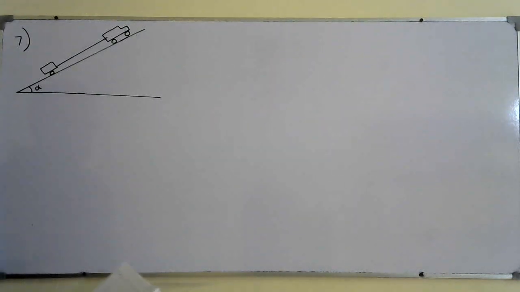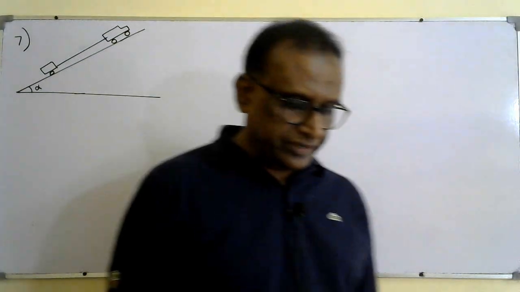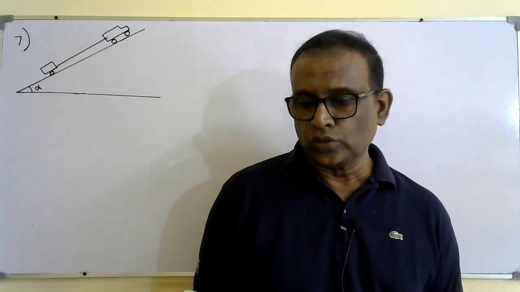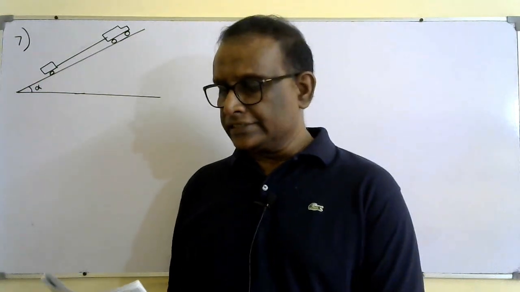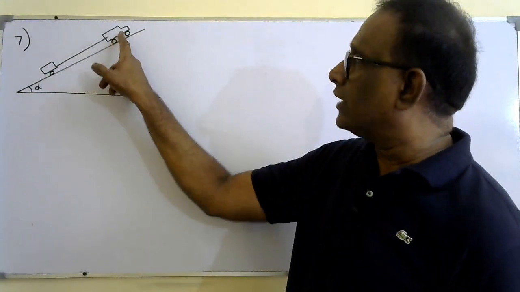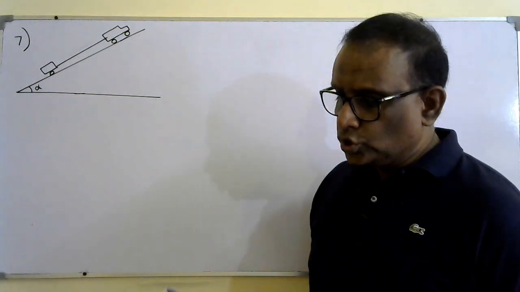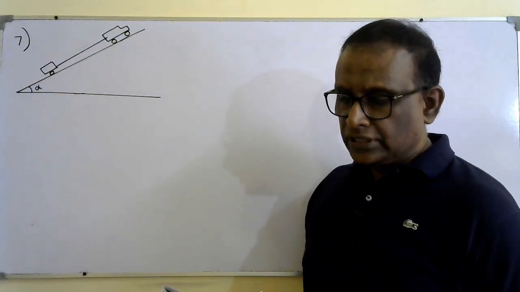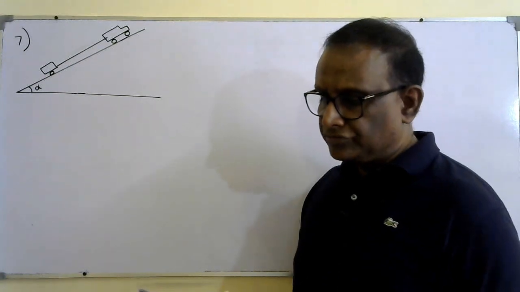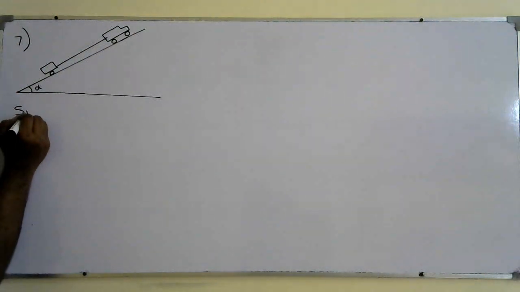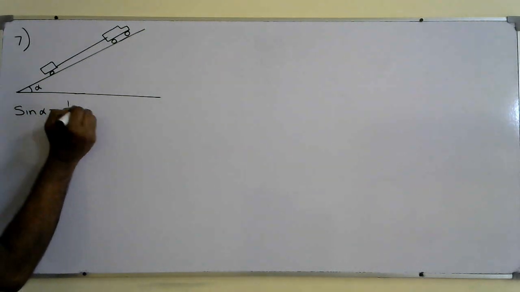Question number 7. It's based on Newton's second law, F equals ma. A car of mass 1200 kilograms is towing a trailer of mass 600 kilograms up a straight road as shown in figure 4. The road is inclined at an angle alpha, where sine alpha is 1 over 12.